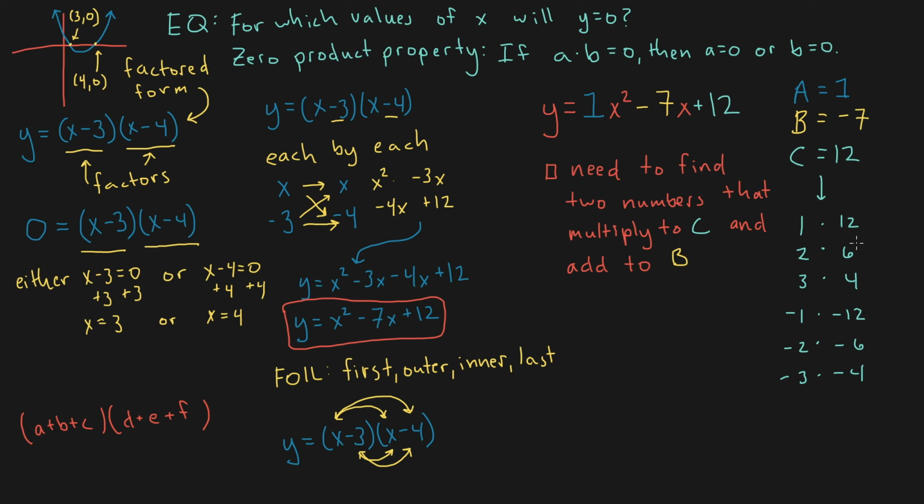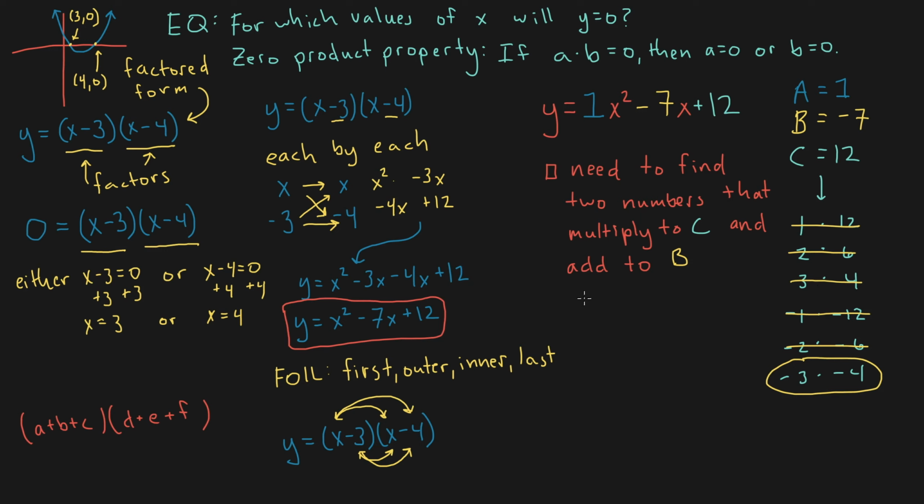Now these are the numbers that multiply together to make 12, and so we want to find which of these two numbers, when we add them together, makes B, or negative 7. So 1 plus 12 doesn't make negative 7, so that's out. 2 plus 6 makes 8, so that doesn't work. 3 plus 4 makes 7, that doesn't work. Negative 1 plus negative 12 makes negative 13, that doesn't work. Negative 2 plus negative 6 makes negative 8, so that doesn't work. But then we have negative 3 plus negative 4, that's going to be equal to negative 7, and that's what we're looking for because that's what B is equal to. And so these are the two numbers that multiply to C, or multiply together to make 12, and add together to make B, which is negative 7.